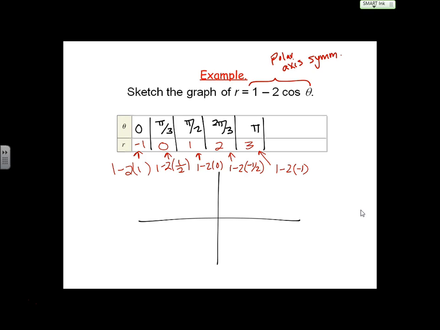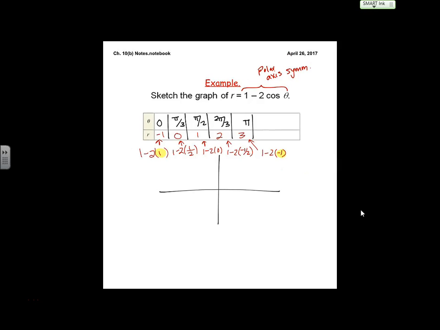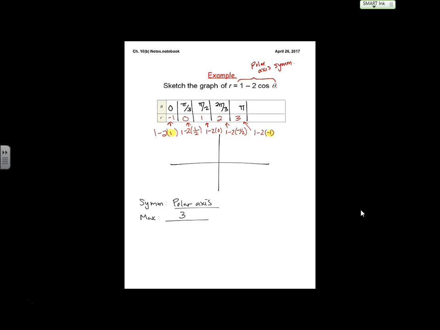Question, did we somehow in here find where cosine was 1 and where cosine was -1? And didn't we talk about the maximums are usually going to happen at one of those two places? So what can we say as far as, if we're listing our characteristics of our graph, we can say for symmetry, it has polar axis, right? For maximum, what are we going to say? Yep, 3. Good.